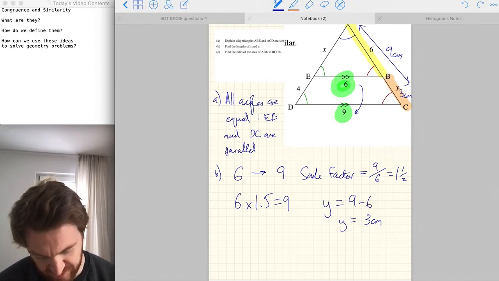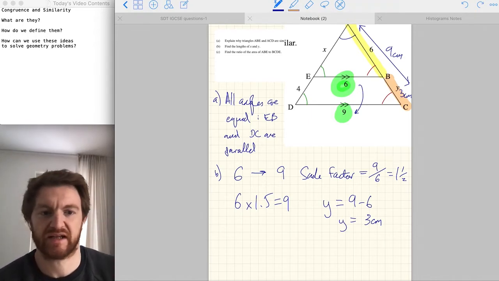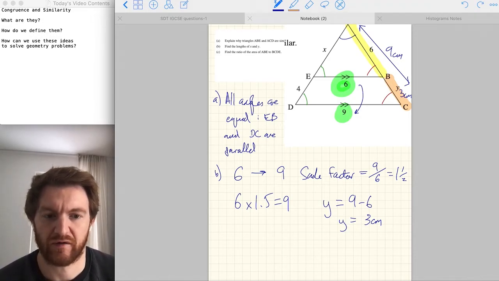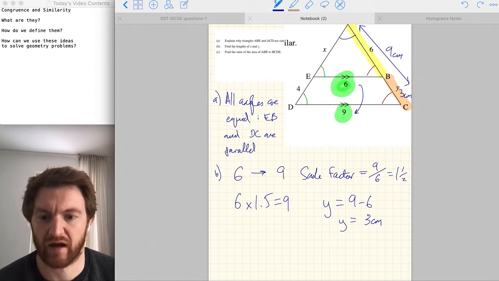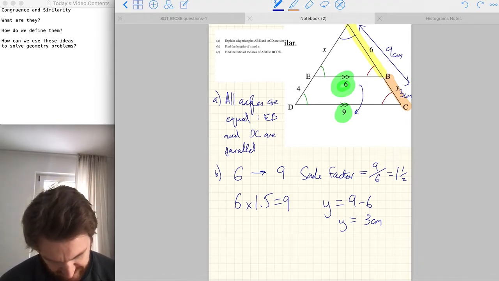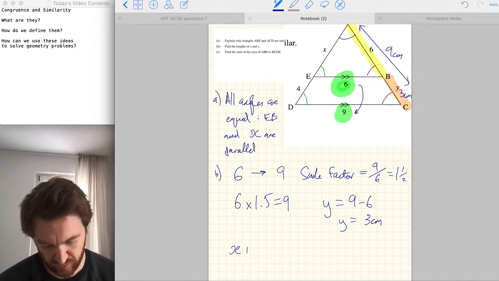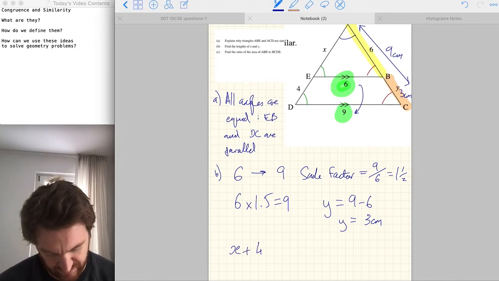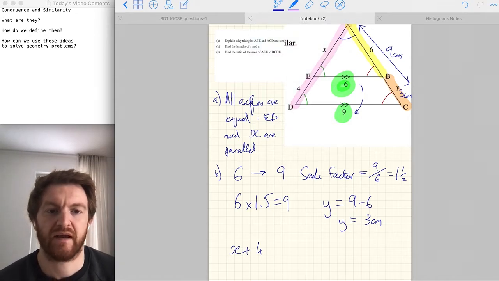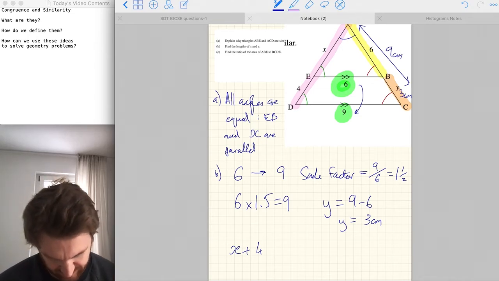When we split it up into the two parts, like the yellow and the orange, we can see there's a ratio between the two of 2 to 1. We also know that the whole thing is going to be 1.5 times bigger. So we know that x plus 4, the whole side, I'm going to highlight it in pink for you. The whole thing is going to be x plus 4, and we know that that is going to be 1.5 times bigger than x.